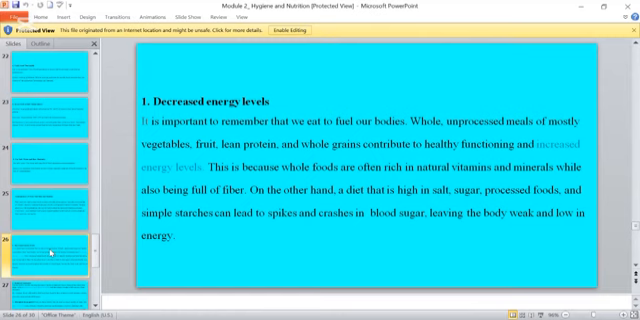It's important to remember that first we eat to fuel our bodies. Whole unprocessed meals of mostly vegetables, fruit, lean protein, and whole grains contribute to healthy functioning and increased energy levels, right? This is because whole foods are rich in natural vitamins and minerals, while also being full of fiber. On the other hand, a diet that is high in salt, sugar, processed foods, and simple starches can lead to spikes and crashes in blood sugar, leaving the body weak and low in energy.